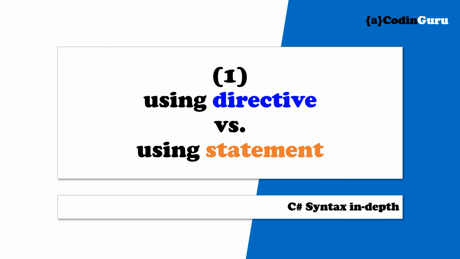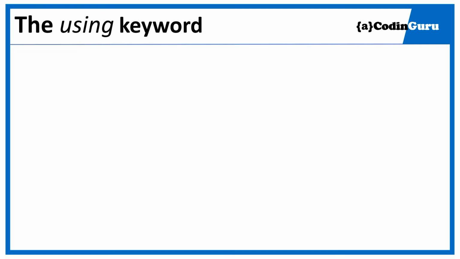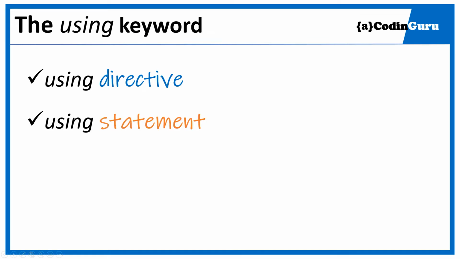This is the first episode of my C# syntax in-depth series. The topic of this episode is using directive versus using statement. When talking about the keyword using, you probably have heard these two different phrases, using directive and using statement. Even though they both have the keyword using in their names, they are used in two different ways.